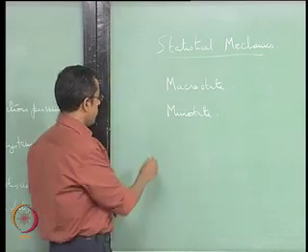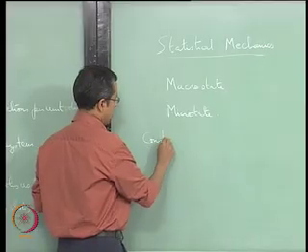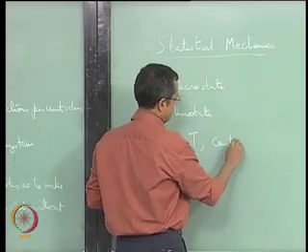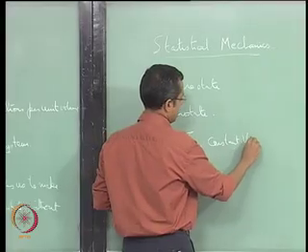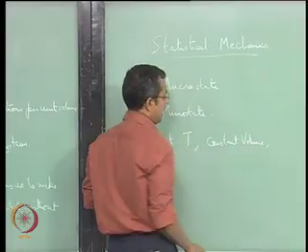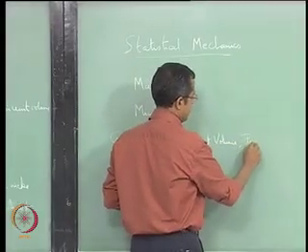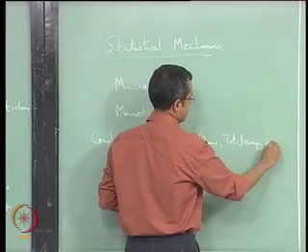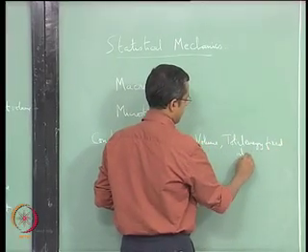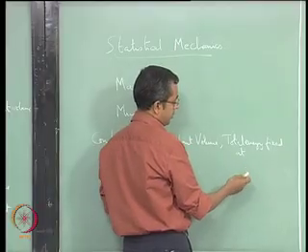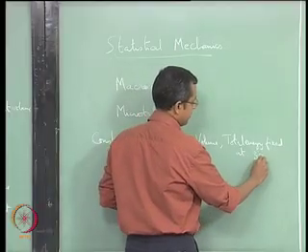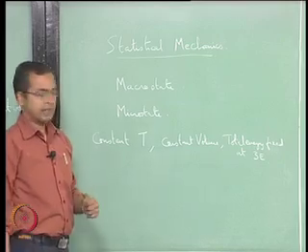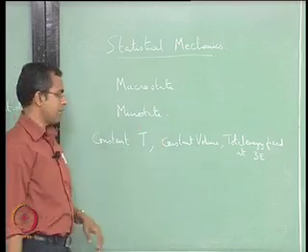So let us say we have a constant temperature, constant volume, and total energy is fixed at some value which I will call say 3E. Okay, so 3E is the total energy. I am just arbitrarily putting this number down so that we can run through an example.